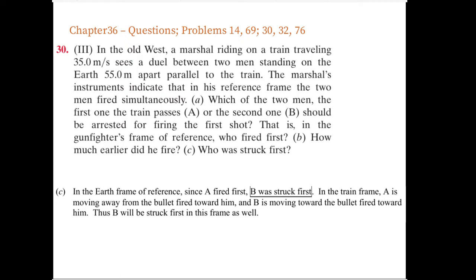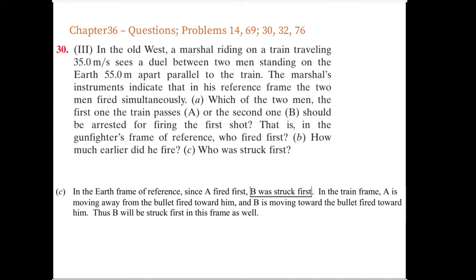I don't think this actually explains everything. They're saying that for one of the gunslingers, the bullet is going to travel a shorter distance, which I agree with. But from this, it doesn't follow that B is going to be struck first, because the bullets' velocities are going to be different. Presumably, they fire the same kind of guns, and in their reference frame, the ground reference frame, the speeds are going to be the same. In the reference frame of the marshal, they're not going to be the same.